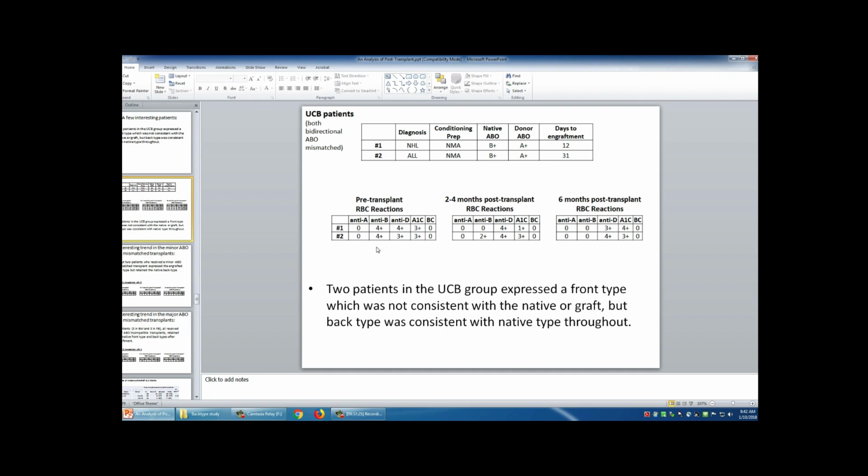So in line with that, did you follow any of these a year out or 2 years out and check to see if their front or back type actually changed once they were fully engrafted and not receiving any more transfusion? Can you repeat that again? Did you follow any of the front types and back types a year out from their transplant or 2 years out? No, I didn't. I stopped at 6 months.